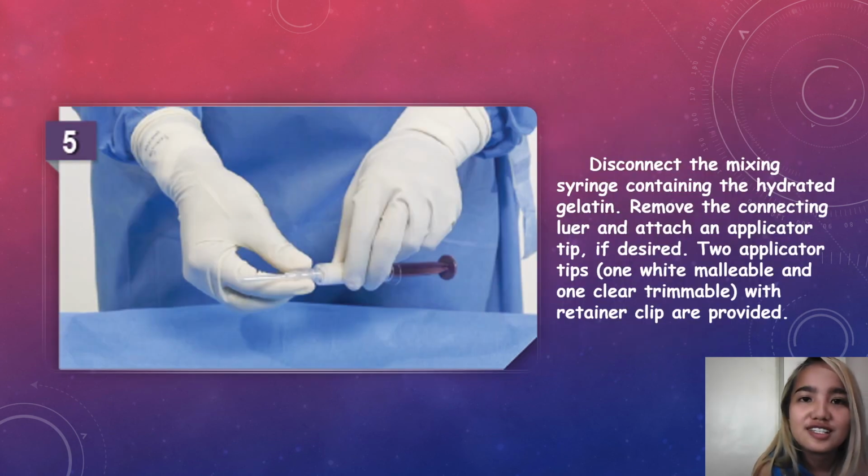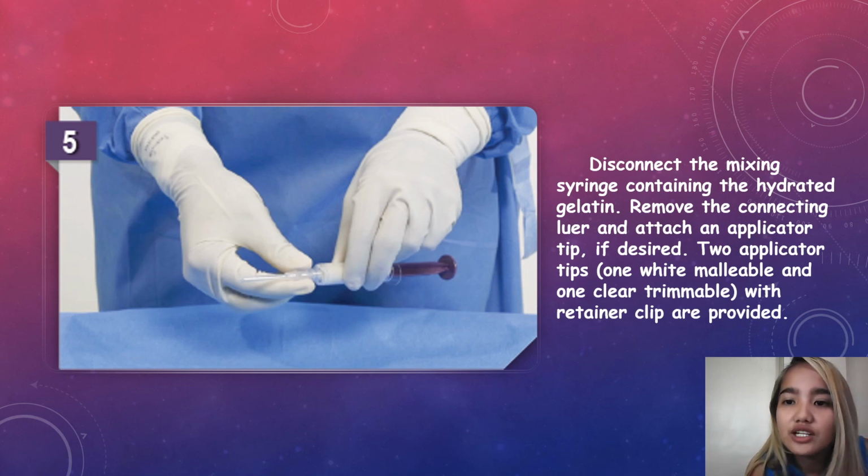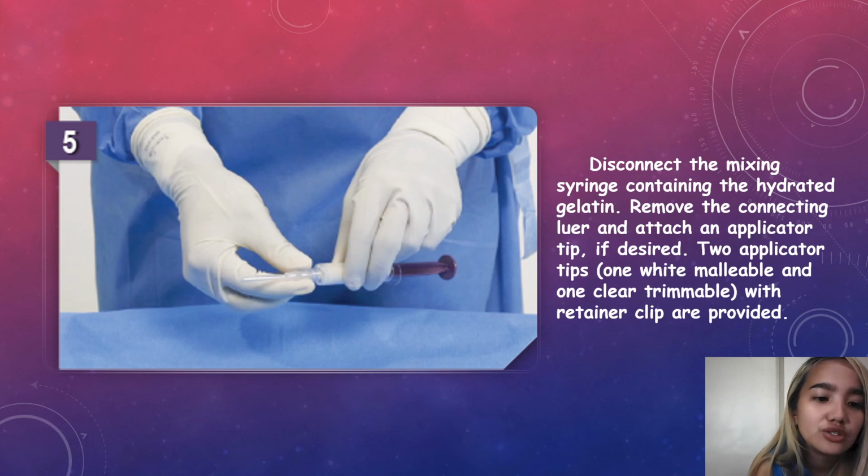Now for the last step, disconnect the mixing syringe containing the hydrated gelatin, remove the connecting luer, and attach an applicator tip if desired. 2 applicator tips, one quite malleable and one clear trimmable with retainer clip, are provided. And following the instructions given, this will yield an approximately 7 ml uniform mixture within the syringe, and the measured minimum delivery volume is 6 ml.